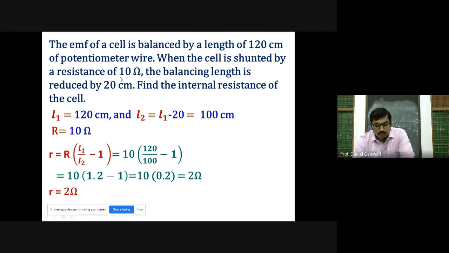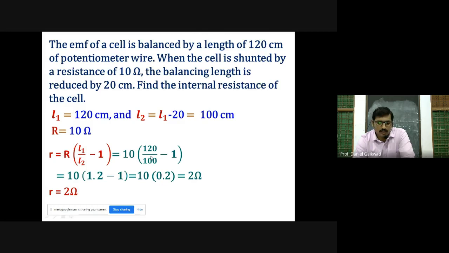Here we have the important problem where students make mistakes. The second length we have to calculate like this. Balancing length is reduced by 20, and students directly take L2 as equal to 20. That is not the case here. Balancing length is reduced by 20 means L2 is equal to initial length L1 minus 20. Initial length is 120, so 120 minus 20 is equal to 100 centimeter. So here we have the important part. Reduced by 20 means 120 minus 20, 100 centimeter. Now R is given as 10 ohm.